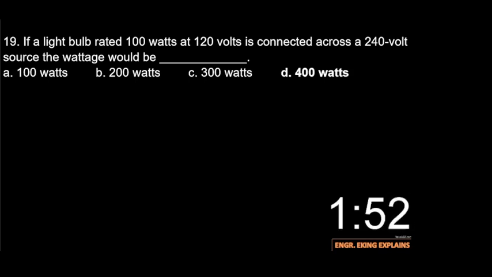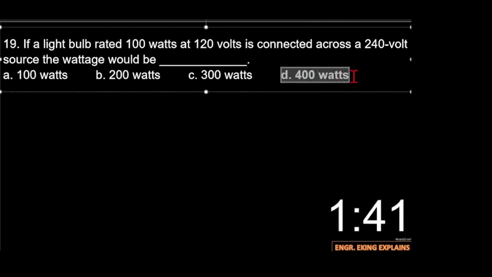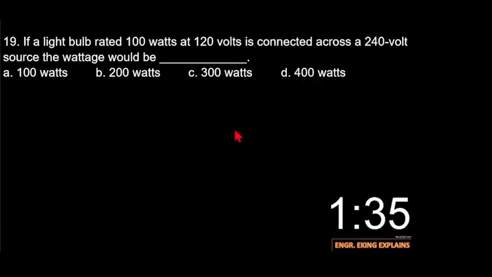So if a light bulb rated at 100 watts at 120 volts is connected across a 240 volt source, the wattage would be blank. So if the light bulb rated 100 watts at 120 volts is connected across a source of 240 volts, what would our wattage be?